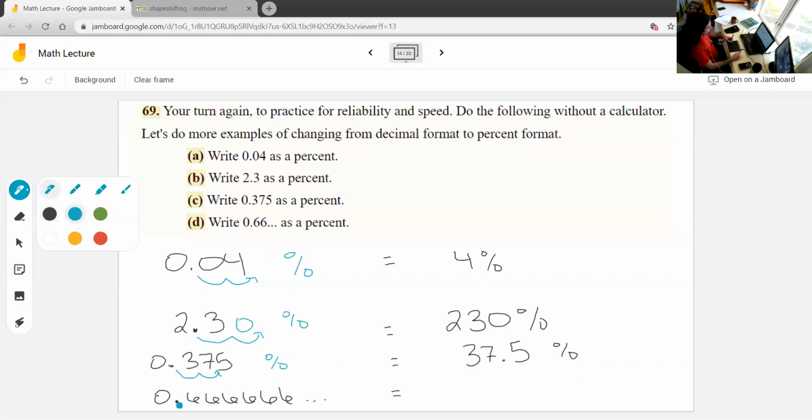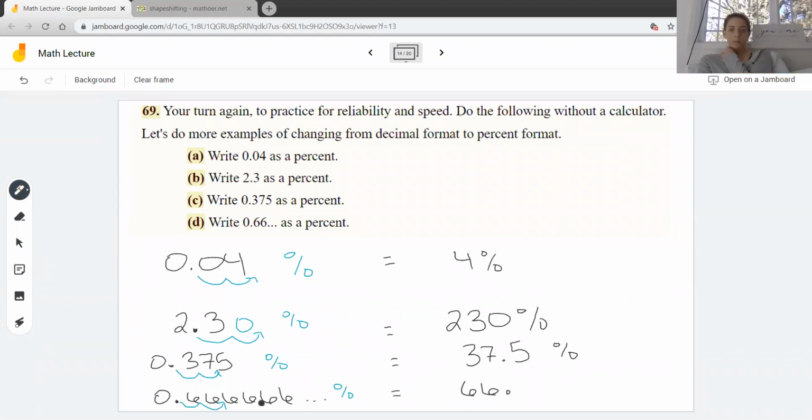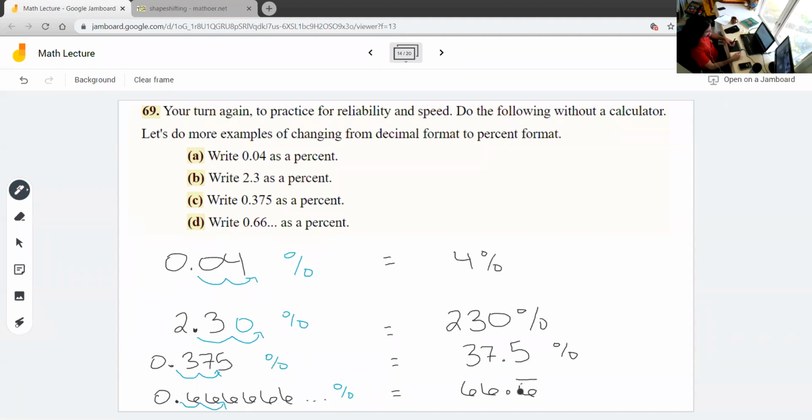Okay, 0.6 repeating is forever. So we do 2 decimal point scoots, and we put a percent symbol on the end. After my decimal point, there's still 6s forever. We don't have to round it just because we're changing format. Okay, everyone okay with these four? I'll do some sort of Zoom thing if you want me to do more of them.